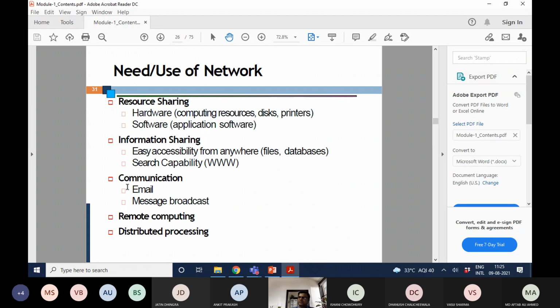So the computing resources can be shared. The hard disk can be shared. The printer can be shared. The application software I have installed can be shared by anybody else. That kind of resource sharing is done with the help of the computer. Then information sharing: if I have a file or database that is needed by any other system, that can also be given by the network.